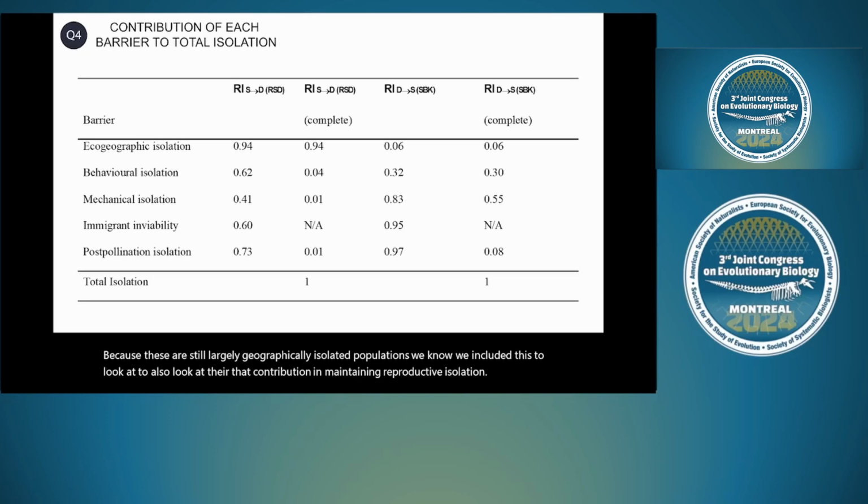Because the range of the stenosiphons is largely encased within the much wider range of the dipetalums, we found that there was very strong ecogeographic isolation in the one gene flow direction, but very weak ecogeographic isolation in the other gene flow direction. For the dipetalums, we also found relatively strong behavioral isolation, but weaker mechanical isolation. But in the opposite gene flow direction, we found relatively weak behavioral isolation, but very strong mechanical isolation. We also found strong immigrant inviability and post-pollination isolation in both gene flow directions.